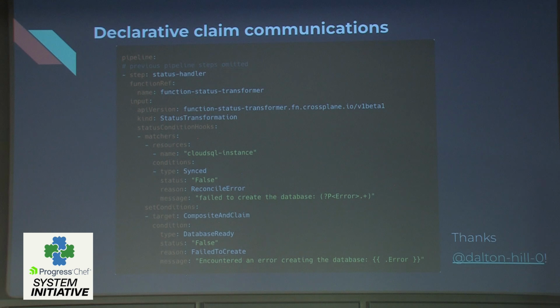This is how that looked like. For example, we create a Cloud SQL instance, and in case we see synced false, reconcile error, failed to create database, what we do is like, oh yeah, that's something our developers might already know because they might violate some constraint there. So we're fine to actually exposing this to them so they have a chance of fixing it themselves. So we forward it to the composite and claim, and we say, okay, database is ready as false, it failed to create, and here's your message, which contains the original error. And as you can see, you can use templating to expose all or as much of the information in the error to them as you wish.